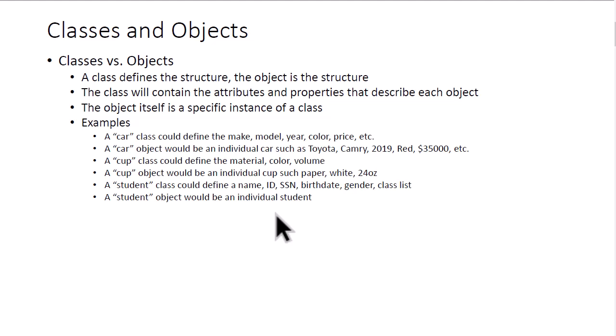All those items together define the class of a student. Your individuality is the actual student object. It kind of distracts from what it really is, but a student itself would be your own name, your own ID number, your own social security number, your own birth date would define the individual student. And that's a basic synopsis of what a class and an object is. So again, a class defines the overall structure, and the object is the actual structure.